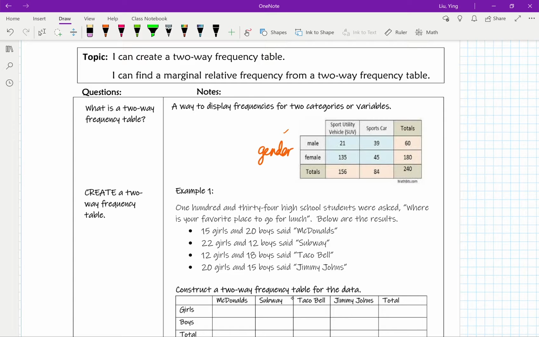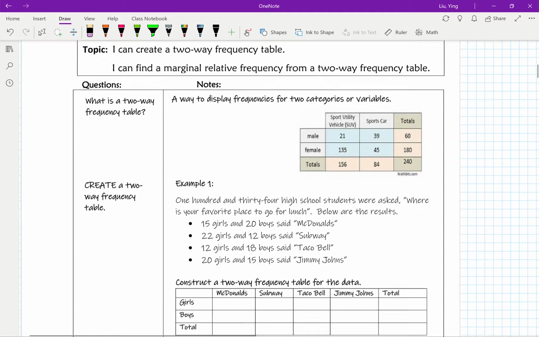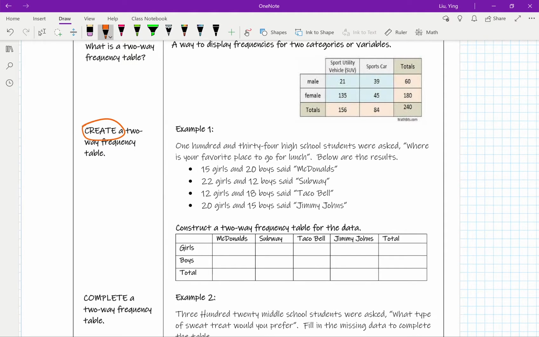So in the following example, we're going to see how we can create a two-way frequency table. So for example here, it says 134 high school students were asked, where is your favorite place to go for lunch? And below are the results. So the first statement says 15 girls and 20 boys said McDonald's.